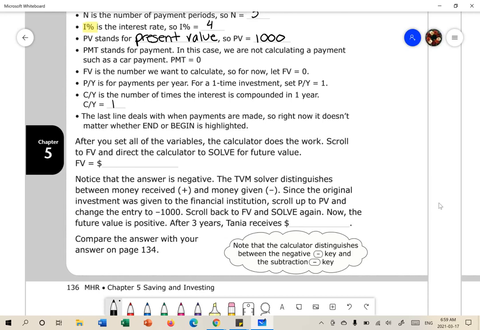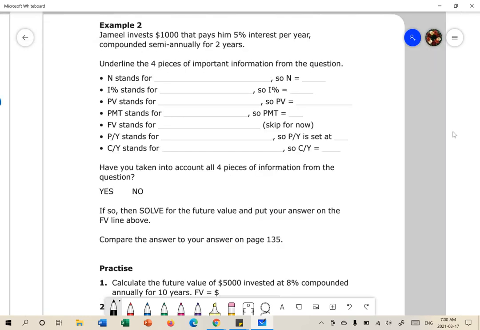So here we've initially got a negative value. But now that we understand how the positive and negative values work in the app, we fixed that and we received a future value of $1,124.86. Example 2. Jamil invests $1,000 that pays him 5% interest per year, compounded semi-annually for 2 years.